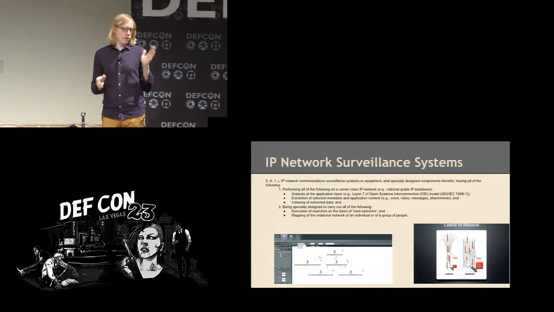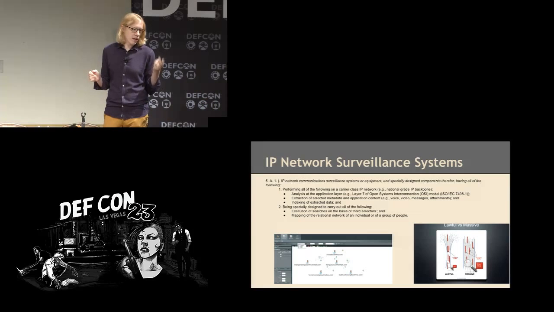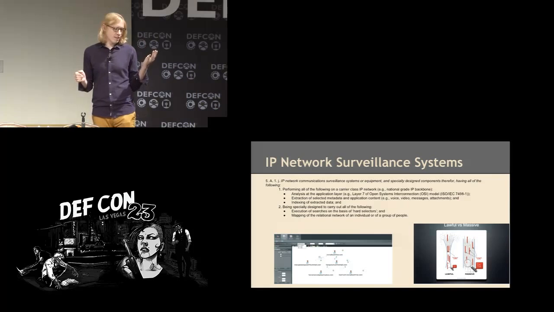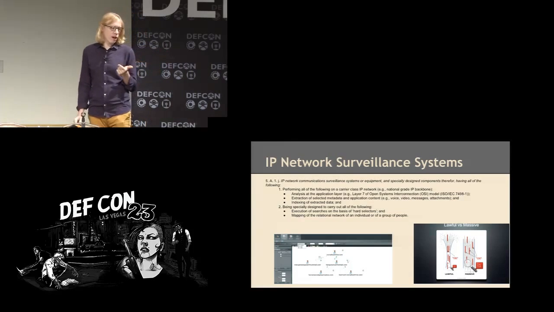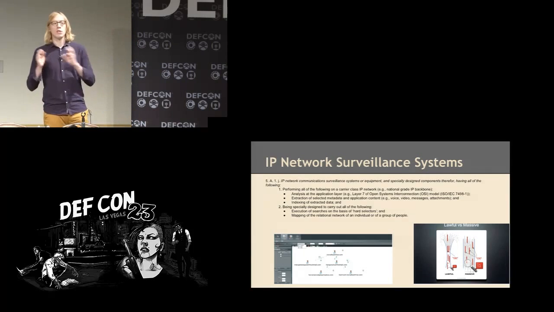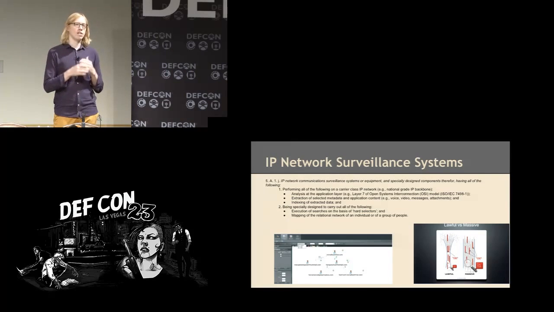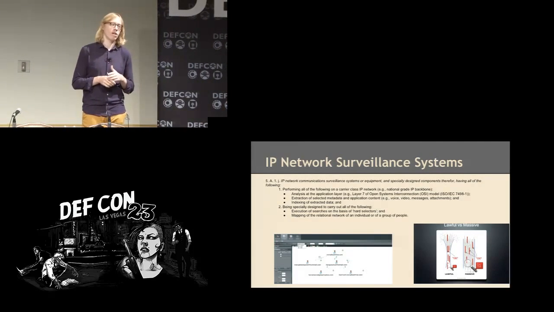It's actually performing all of the following on a carrier class IP network, i.e. a national grade IP backbone: analysis at the application layer, so layer 7 on OSI, and extraction of selected metadata and application content, and indexing of that extracted data, and being specially designed, that's a term of art, to carry out all of the following: execution of searches based off of hard selectors, so this is personally identifiable information like email addresses, and mapping out the relational networks, the social network mapping of individuals or groups of people. So this ends up being a very specialized piece of technology, and across all of, if you look, for example, WikiLeaks' spy files, only a few products start to fall under this framework, and they are very specialized products.